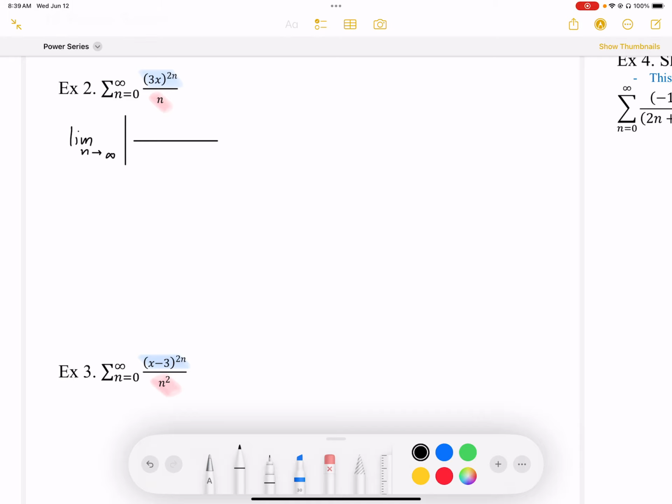Example 2, we have 3x to the power 2n divided by n, and we're going to apply the ratio test. So I'm going to put the n plus 1 term in the numerator, but I'm going to flip it around here. So I have the 3x to the 2n, so n plus 1 times 2 is going to be 2n plus 2, and that n that goes with it, I'm just going to put down here as n plus 1.